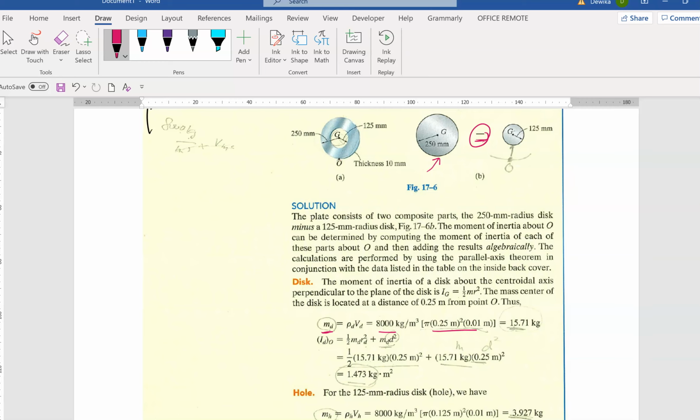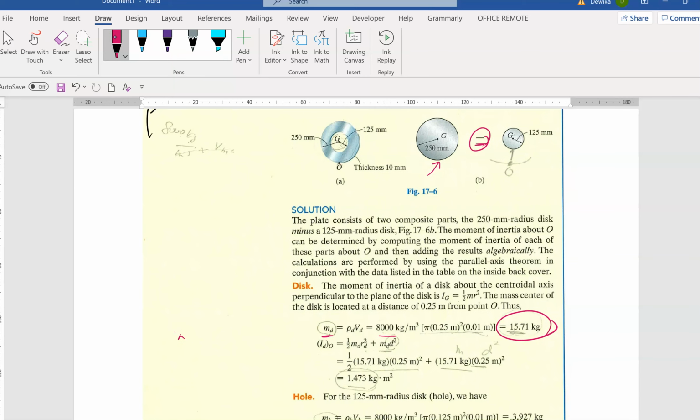It's like a cylinder, right? You take the cross-sectional area, you multiply with the thickness. It's like a cylinder's formula. Okay, so we have pi r square 0.1. So this part is done. So you get the mass. So the mass for the big plate, this is the disc, not the hole, the disc.